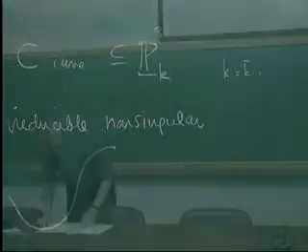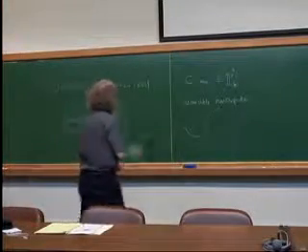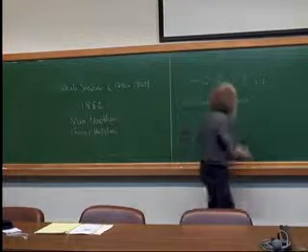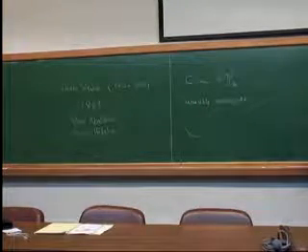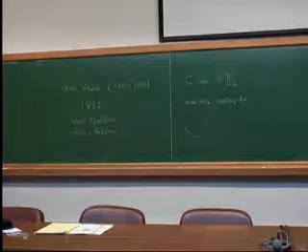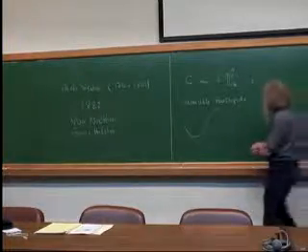So what did they want to do? They wanted to classify all of these curves. And in Noether's book, for example, he classifies all the curves up to about degree 20. See, a curve has a degree.